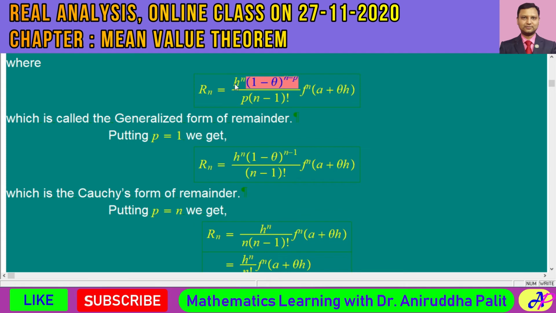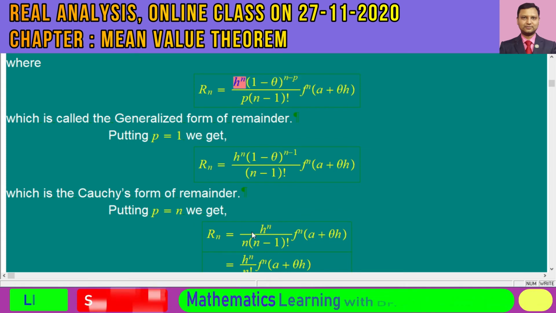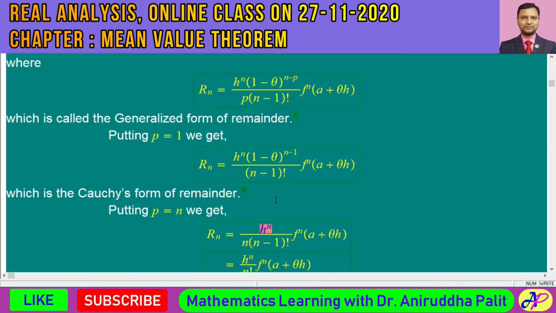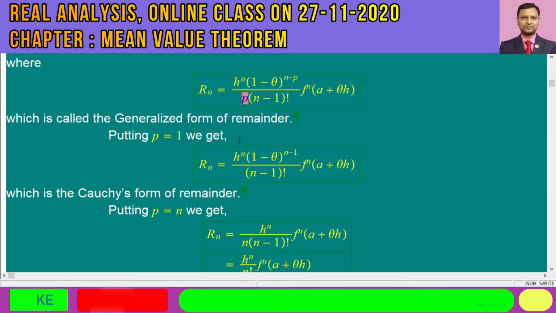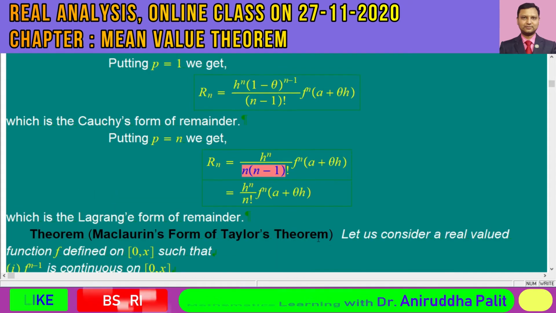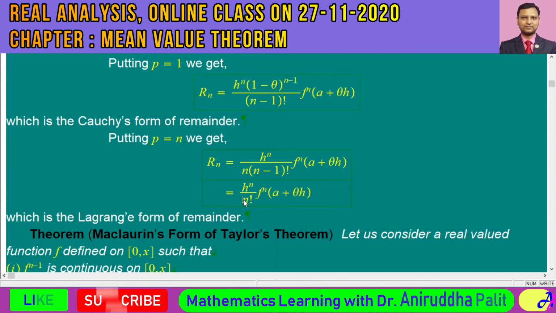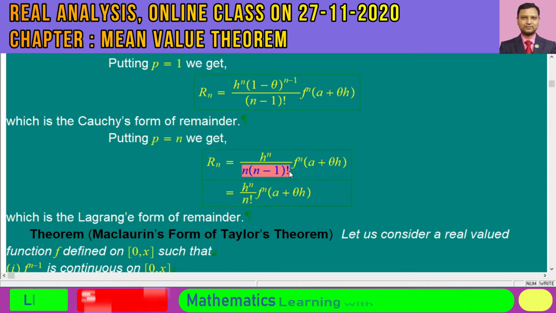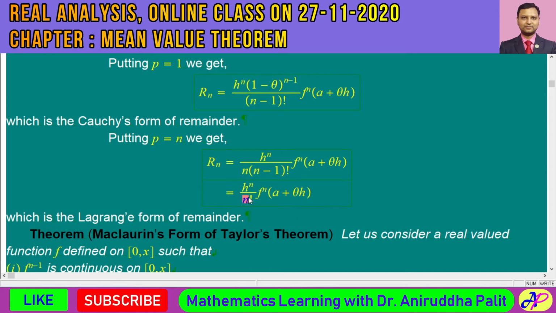So what we shall have? We shall have h to the power of n. In place of p, we are putting n. So we will have n into factorial of n minus 1. Together they would construct factorial of n. n into factorial of n minus 1 would construct factorial of n.